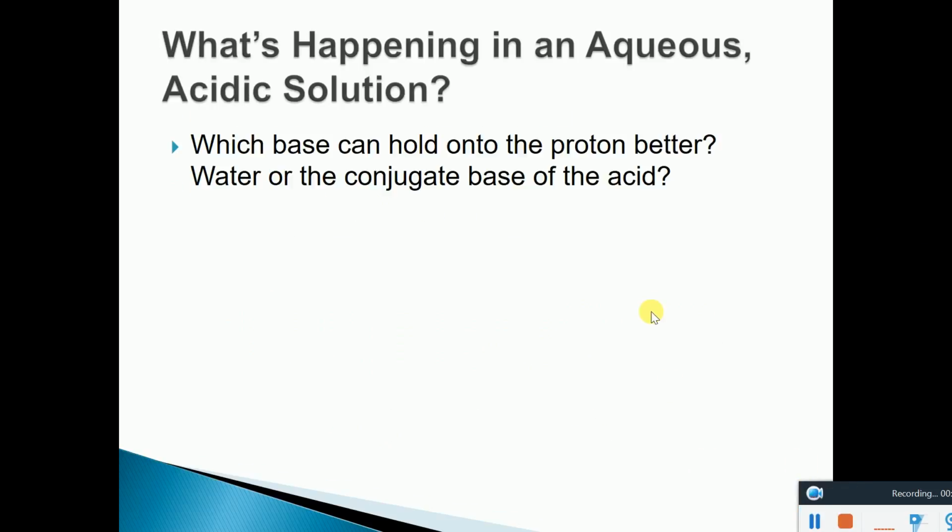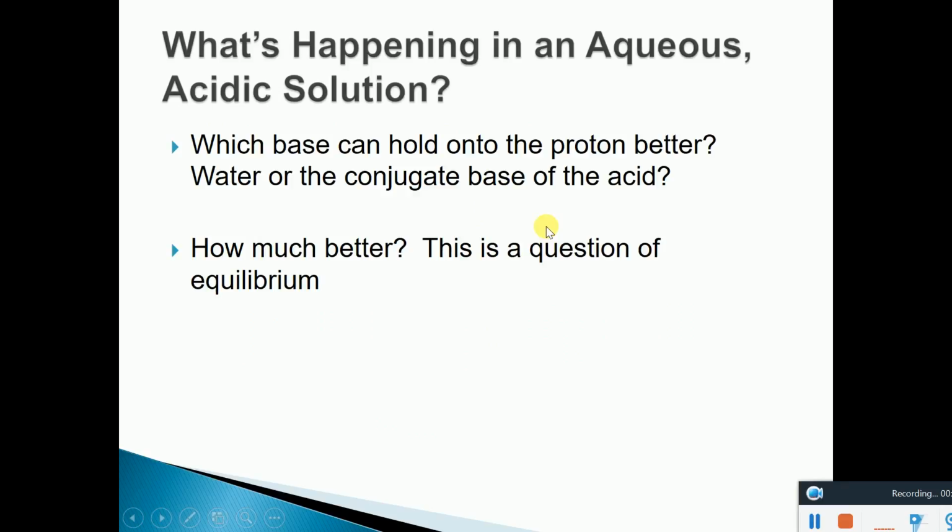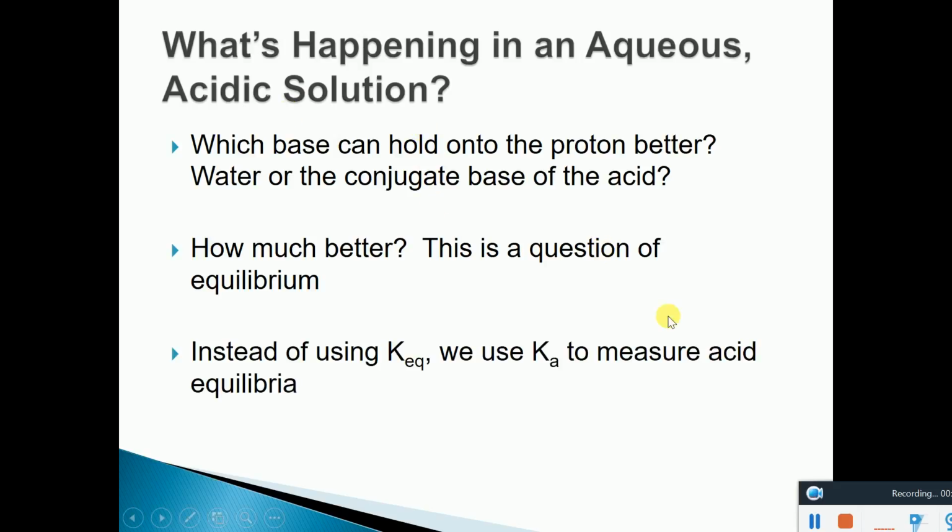So that answers that question, and the next question, how much better? This is the question of equilibrium. So we just talked about that. The better a base can react and pick up a proton, that's going to imply where the equilibrium is going to lie. Instead of using K equilibrium, we're using Ka to measure acid equilibria. So we've talked about that all throughout this lecture, pretty much. If the stronger acid is on the reactants side, then it's going to favor the products.